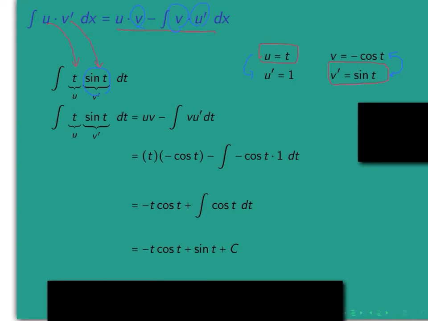Okay, so again, using integration by parts, the antiderivative for t sine of t is minus t cosine t plus sine of t plus a constant of integration.